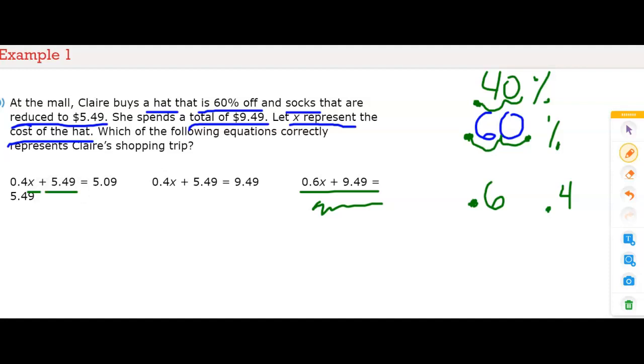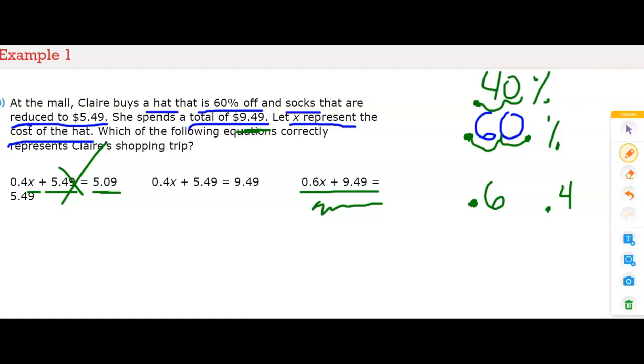Now this one says 4/10 times x, which would be that 40% times the cost of the hat will give us the cost that she has to pay, plus the $5.49 is equal to $5.09. Well, the total she spent, they tell us, is $9.49. This total is $5.09. Well, we know this one won't work because that doesn't have the correct total price.